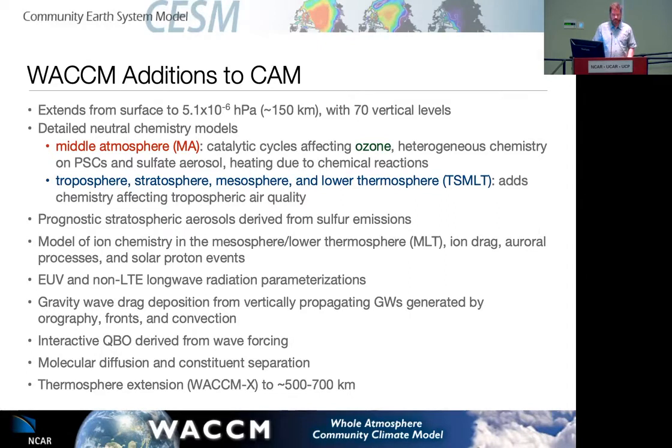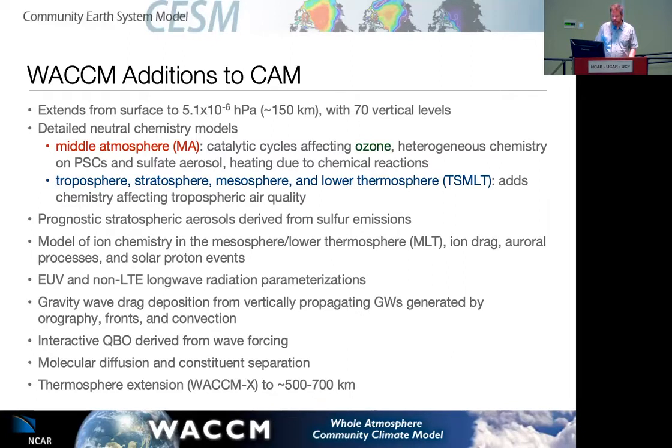And now we have prognostic stratospheric aerosols from sulfur emissions from various sources, some of which are volcanic eruptions that can put a lot of sulfur into the stratosphere. And we'll talk about the effects of those. It also includes ion chemistry in the mesosphere and lower thermosphere, and all the processes associated with that, as well as the aurora, precipitation of energetic particles from aurora in the polar regions, and solar proton events that can happen and affect the chemistry of the upper atmosphere.